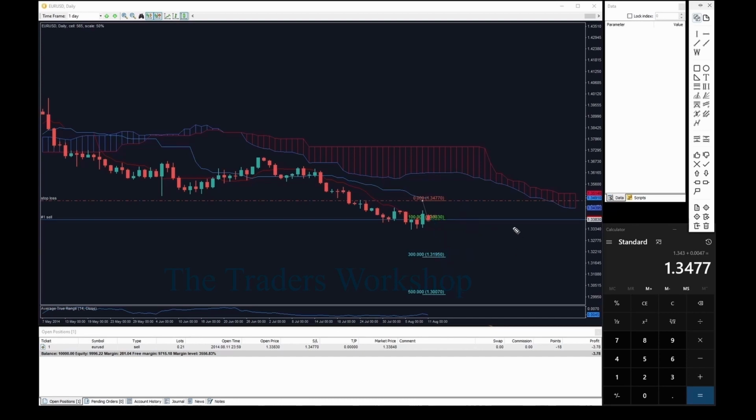Let us review these Fibonacci levels. The distance from the open price to the stop loss price is equivalent to 1 risk.